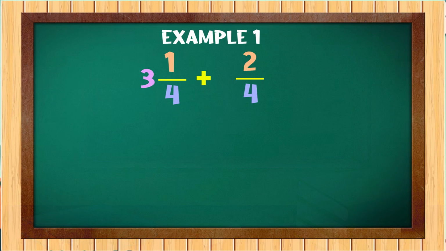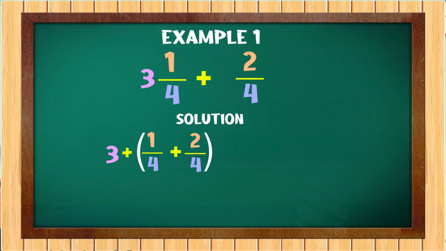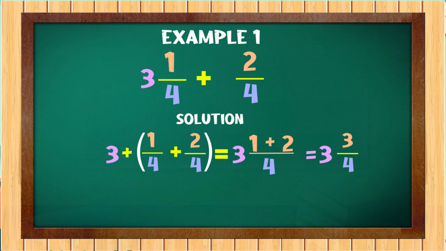Here is our first example. 3 and 1/4 plus 2/4. Solution. We know that both 1/4 and 2/4 are fractions. So we combine them. We add 1/4 and 2/4. We bracket it to show a separation from the whole number. The denominator is common. So therefore, we can go right ahead and add our numerators. 1 plus 2 over 4, common denominator, 3/4. Then we add our whole number.